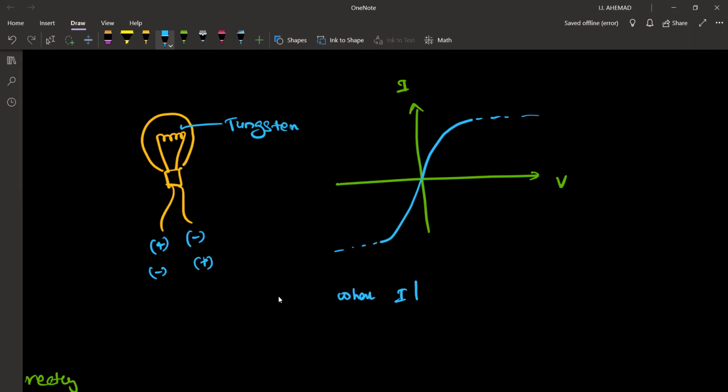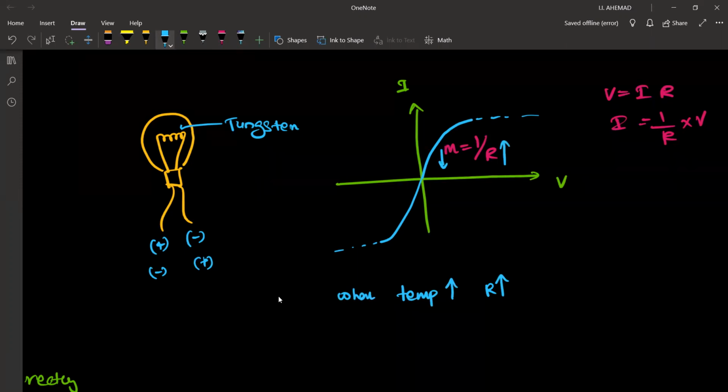When temperature increases, resistance increases. So here, what is M? V equal IR, right? V is equal IR. I is on the y-axis, therefore I is equal 1 over R into V, therefore M is 1 over R. So when temperature increases, resistance increases, therefore gradient decreases. So look, the gradient is decreasing.